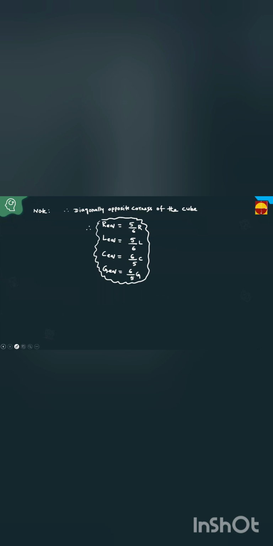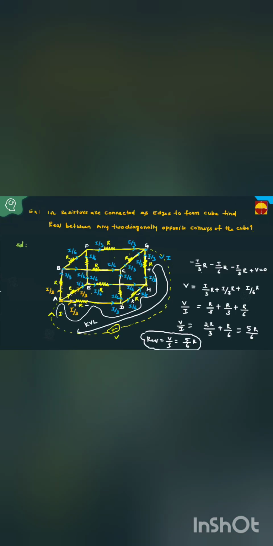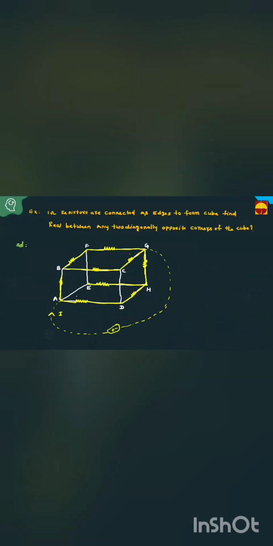But the same problem we can also solve by using the equipotential concept. In this case, which are the equipotential points? You have to check it. You can solve it using equipotential points.